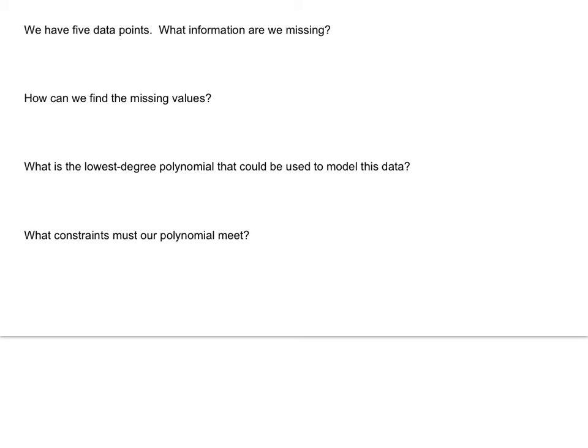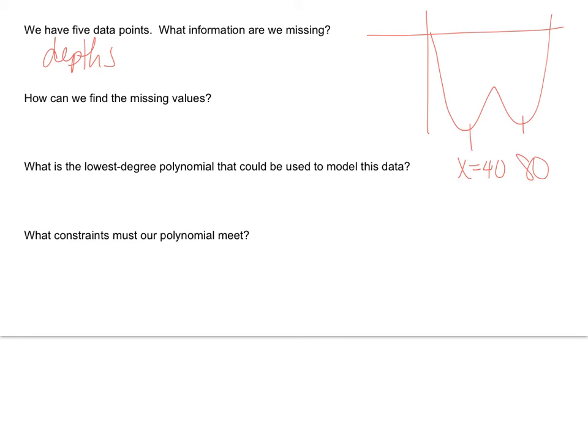We're missing the depths. So if this was my graph, that's wrong. We're missing the depth at x equals 40 and x equals, I think, 80. So what information are we missing? The depths at x equals 40 and 80. How can we find the missing values?